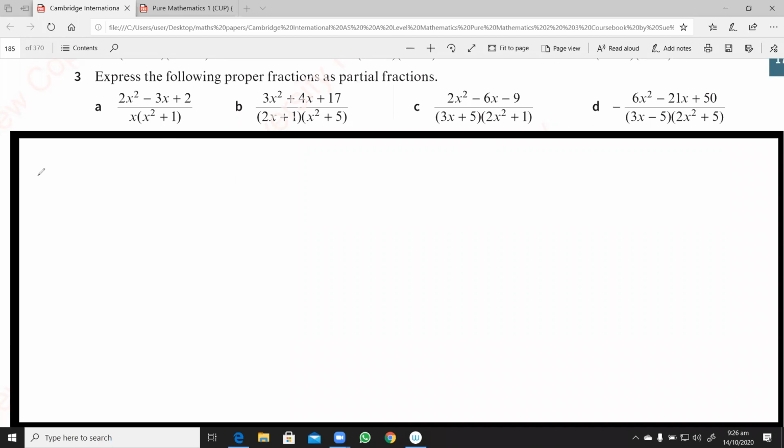In this part D, we have minus 6x squared minus 21x plus 50 whole over 3x minus 5 into 2x squared plus 5. Okay, so how many fractions then, guys?